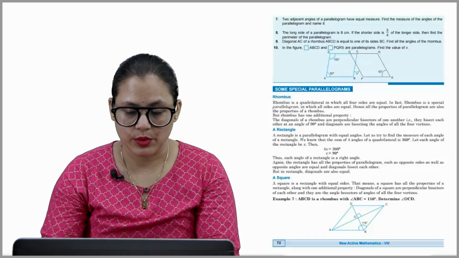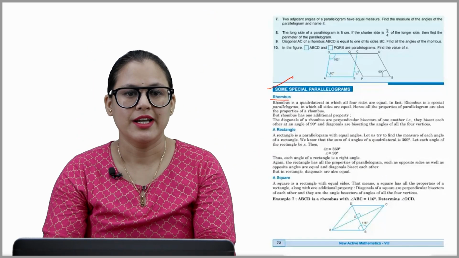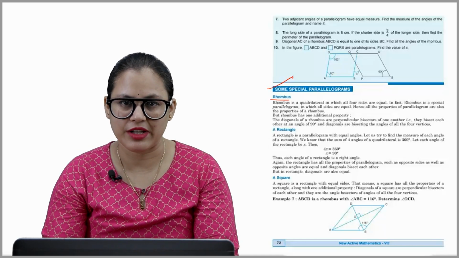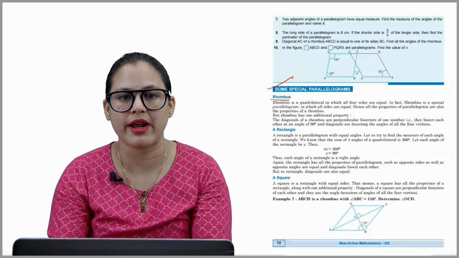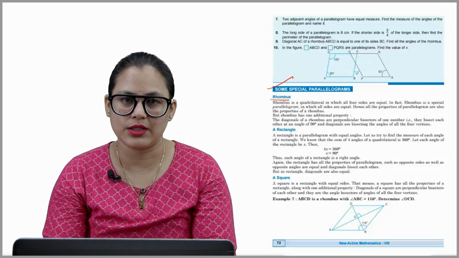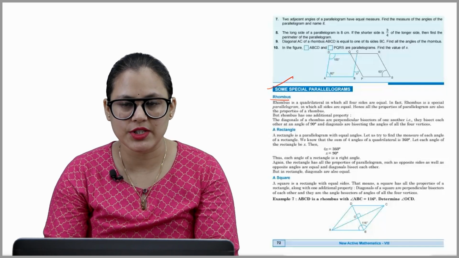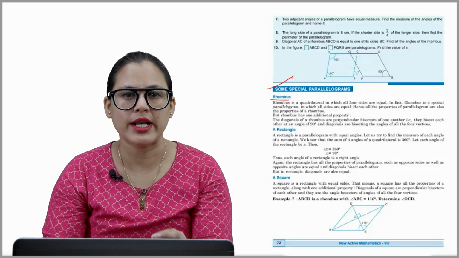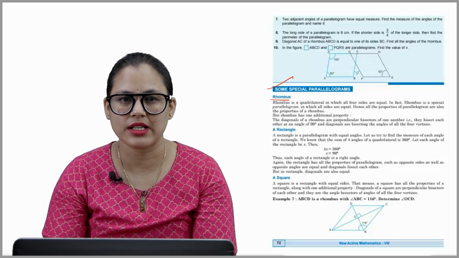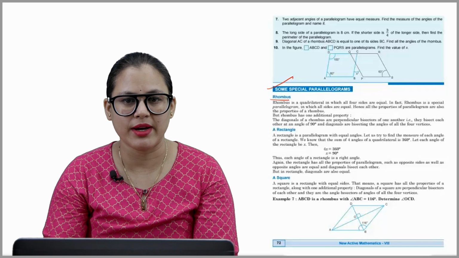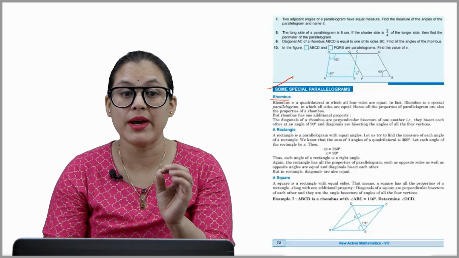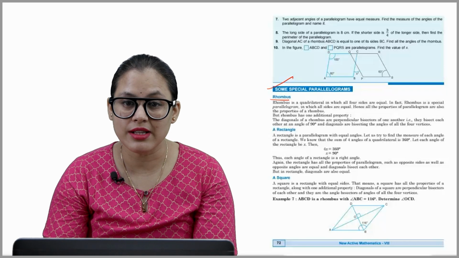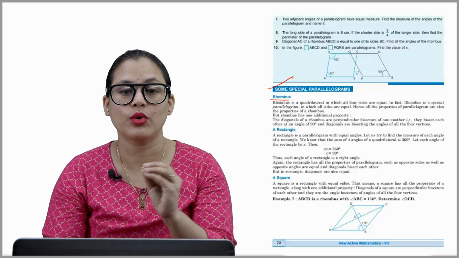Some special parallelograms. Number 1, rhombus. Rhombus is a quadrilateral in which all 4 sides are equal. In fact, rhombus is a special parallelogram in which all sides are equal. Hence, all the properties of parallelogram are also the properties of a rhombus. But rhombus has one additional property. The diagonals of a rhombus are perpendicular bisectors of one another, that is, they bisect each other at an angle of 90 degree, and diagonals are bisecting the angles of all the 4 vertices.